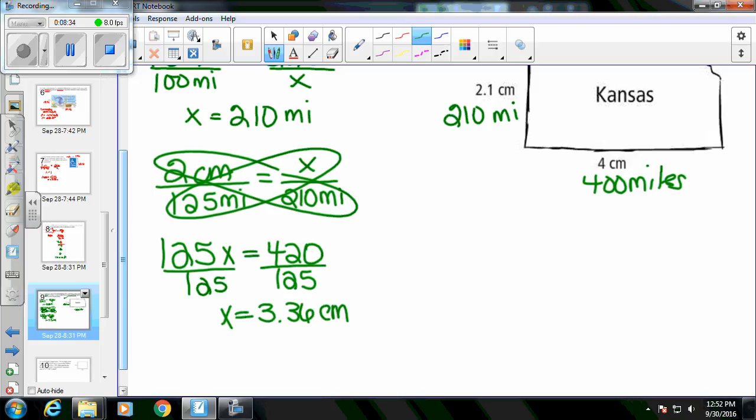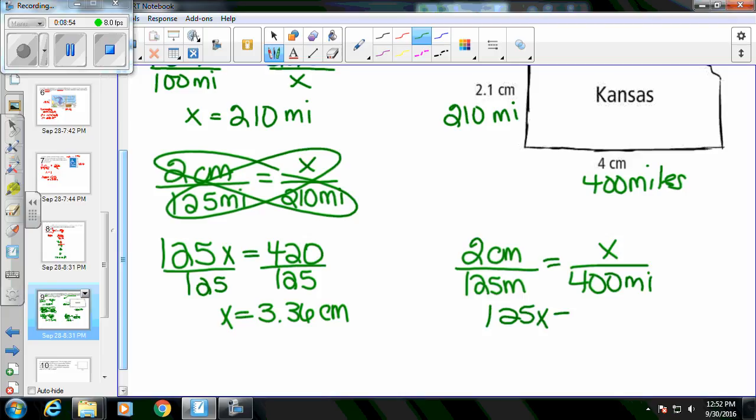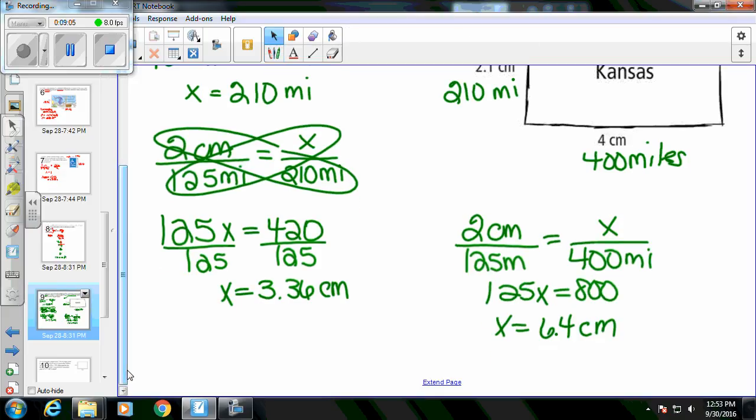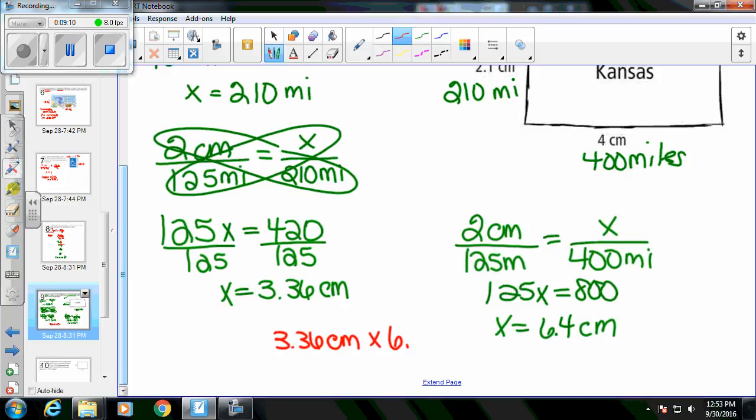On the next one, they're asking for the dimensions of Kansas again. So we are using 2 centimeters represents 125 miles. So how much will 400 miles be? When I do the math on that and I cross multiply, so I have my two sides. So my dimensions then are 3.36 centimeters times 6.4 centimeters. Okay?